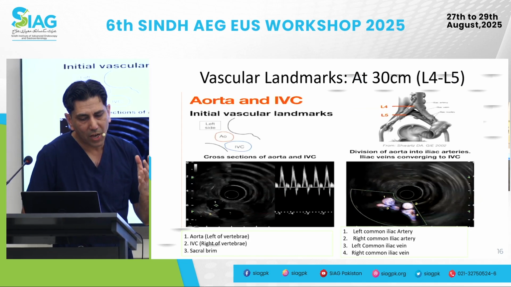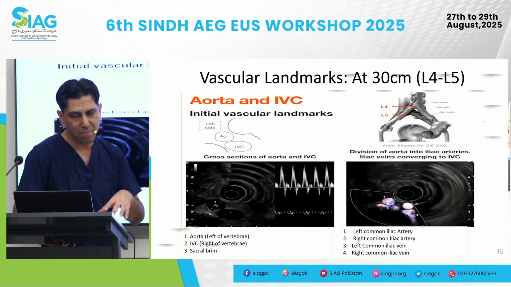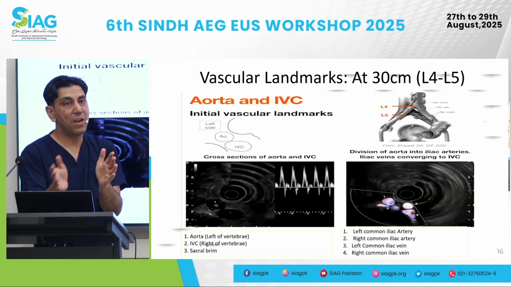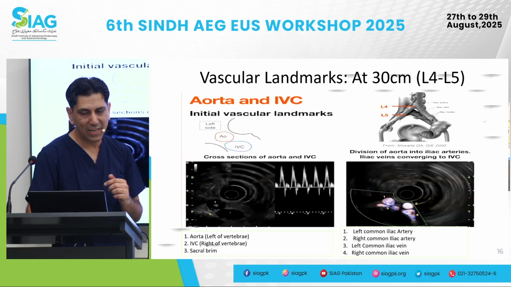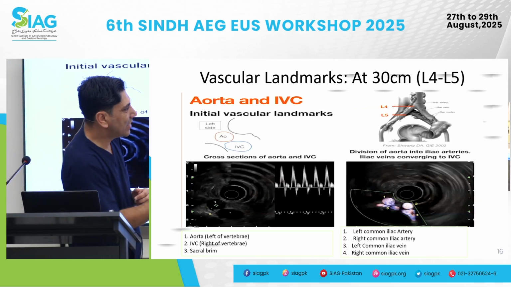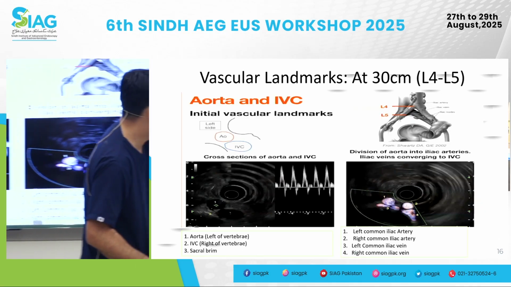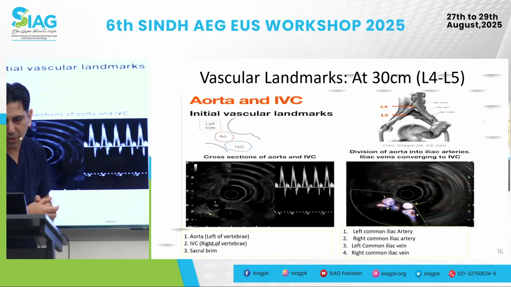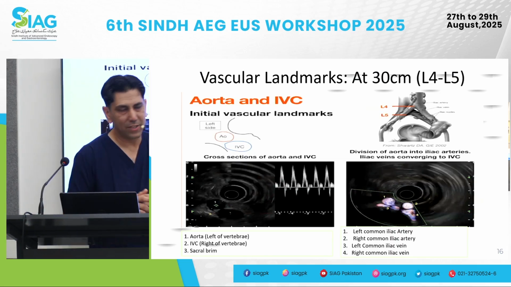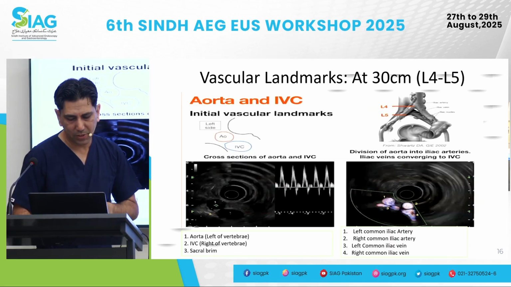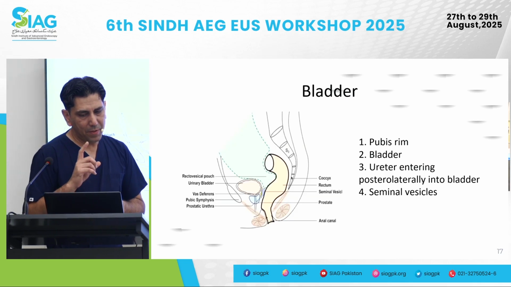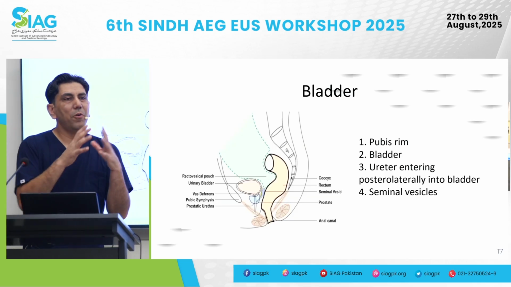Whether we're looking at the aorta, IVC, or the sacral brim, which may be slightly different in patients with inflammatory as opposed to malignant disease, where you can see differentiation between the left and right common iliac arteries and then left and right common iliac vein. So based on the waveform Dopplers, you may be able to differentiate this. It's all about pattern recognition.